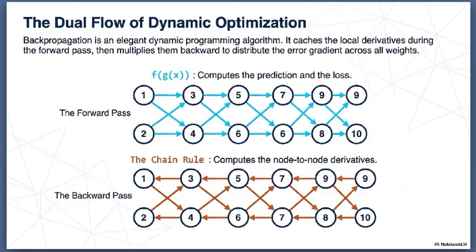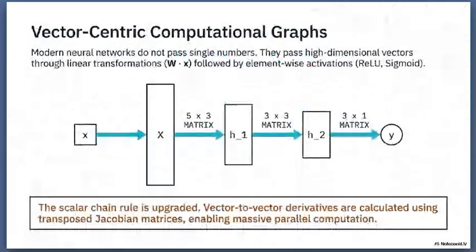They pass high-dimensional vectors and matrices through linear transformations. The standard scalar chain rule we all learned in high school calculus, which deals with single variables, has to be entirely upgraded to handle this. Vector-to-vector derivatives are calculated using transposed Jacobian matrices. Okay, transposed Jacobian matrices is a heavy phrase. I mean, the deck introduces it, but what is a Jacobian matrix actually doing functionally?